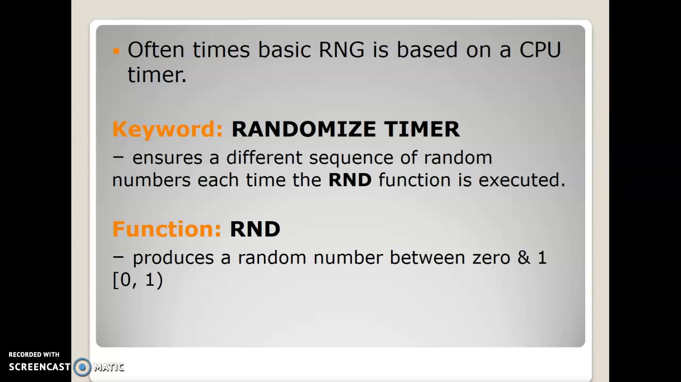So oftentimes basic RNG is based on a CPU timer, which is how we will engage it in our programs. We have a keyword, RANDOMIZE TIMER, that ensures that each time I call to create a random number, it will pull on a random value from the computer's timing device. And we will also then use RND. That's what actually produces the random number from the computer. Now, the keyword RND produces a number from 0 to less than 1. And so it will produce any decimal value from 0 inclusive to the exclusive 1, so 0 to less than 1, any number.